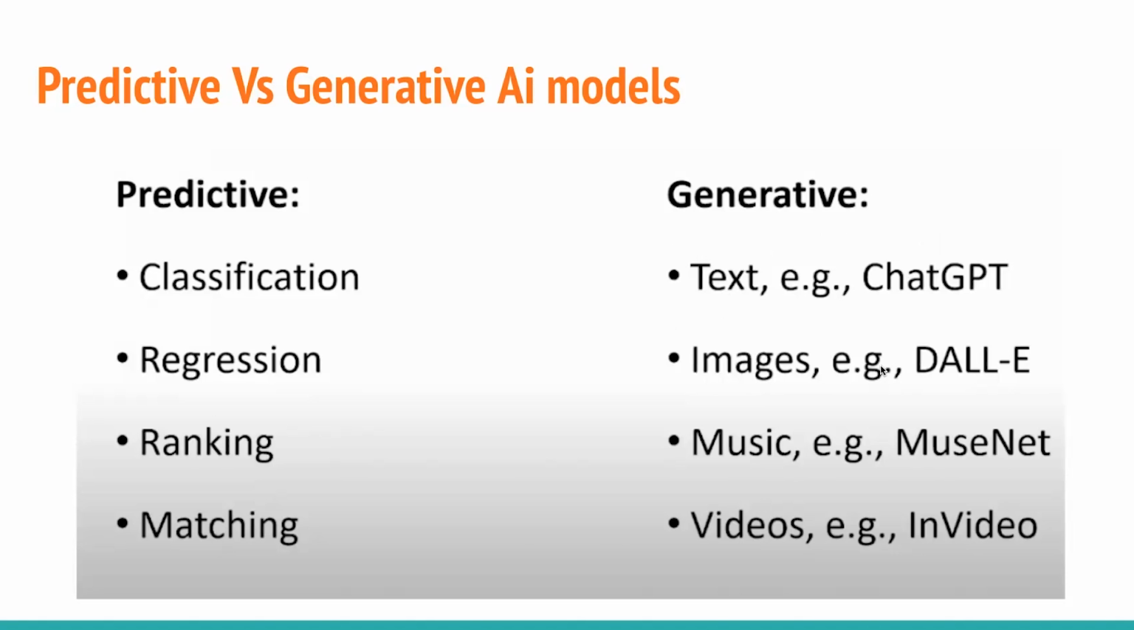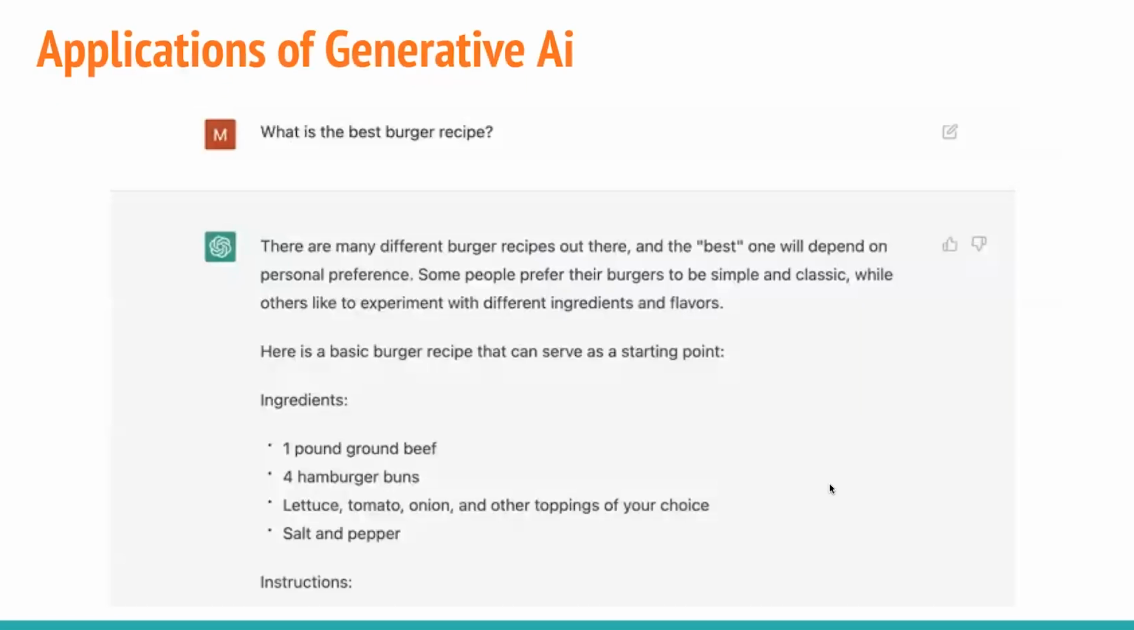DALL-E, as I again said, is a popular algorithm for images. MuseNet is for music, and Gen-2 is for generating videos. This is the difference between what I already covered, or what you might popularly know, and what we will be discussing today. We will be focusing on the generating part. As for applications, you might already know about ChatGPT. You can ask it for a burger recipe, and it can generate data as you want.